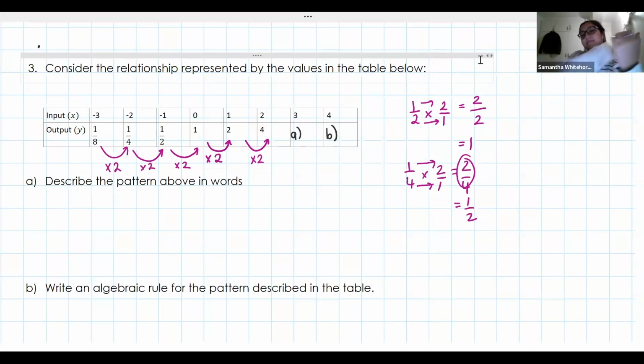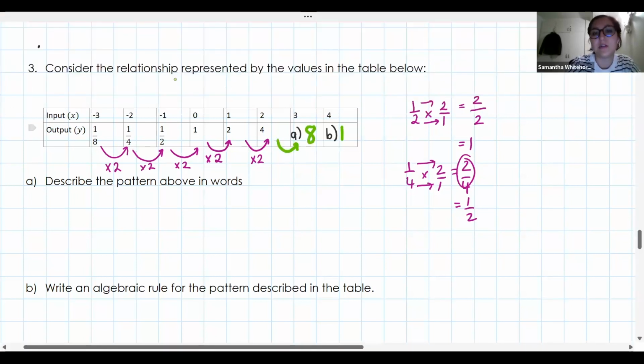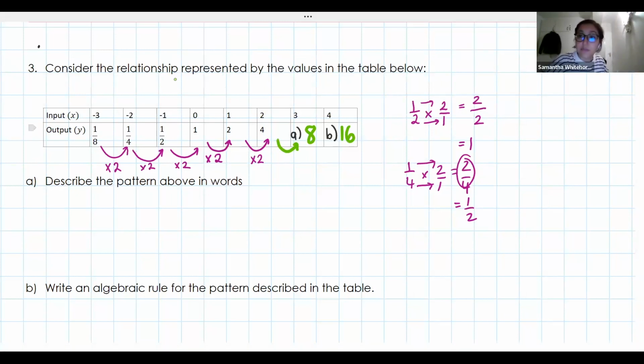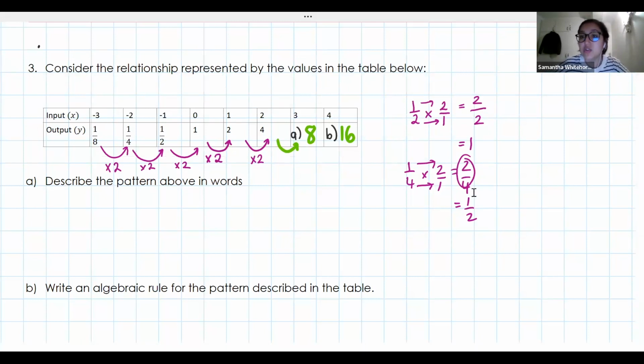Good, grade 8s. Well done. So we just keep timesing by 2. If I now times 4 by 2, I get 8. If I times 8 by 2, I get 16. Right, so different sort of relationship. I'm not adding or subtracting the same thing. I do not have a constant difference, but I do have a constant product. I've got a constant thing that I am multiplying.